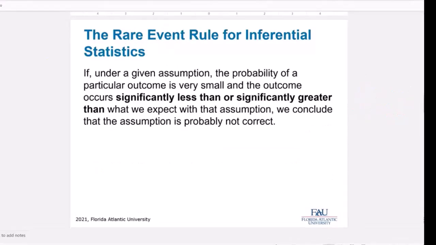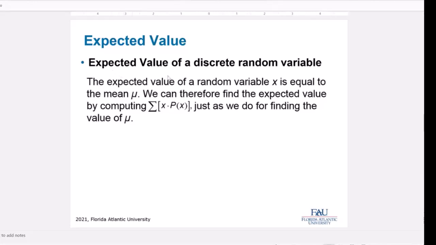The rare event rule for inferential statistics. If under a given assumption, the probability of a particular outcome is very small, and when we do our experiment it occurs significantly less or significantly more than the upper 5% or the lower 5% of what we expected, then our assumption is probably not correct. And now we have something called the expected value. The expected value of a discrete random variable is equal to the mean.